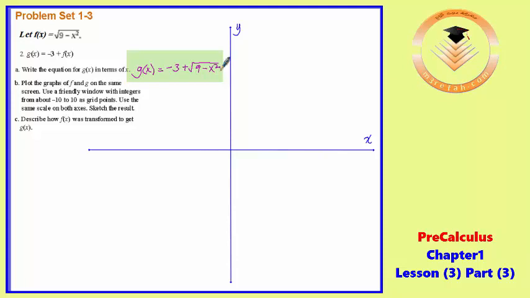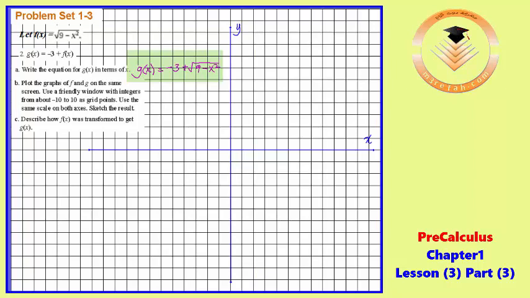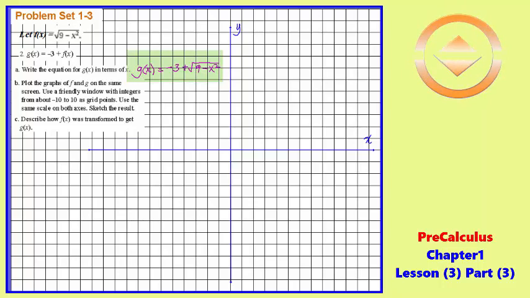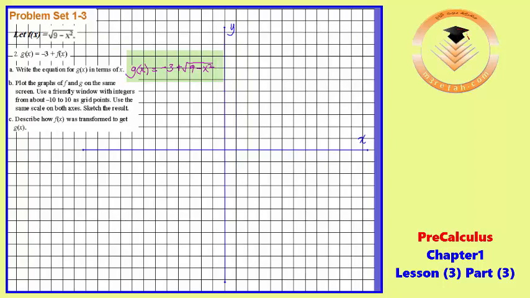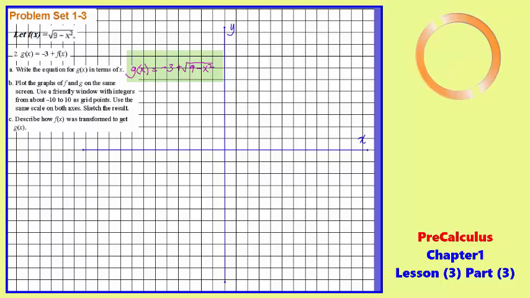Now for the second question, we're going to graph the given function f of x and the given function g of x for a 10 by 10 grid window. So we're given here, as we did in the first part, let's make that as our model. So we have our square root of 9 minus x squared appear to be a semicircle with a radius of 3.